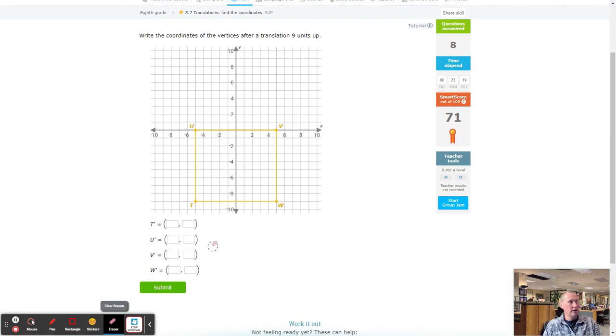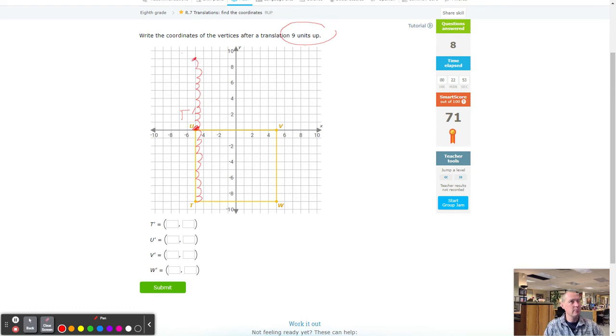Okay, so we got ourselves a rectangle. We're going to count up 9. T prime, count up 9. So again, we're just going up 9. That's all we're doing. All right, count up 9. 1, 2, 3, 4, 5, 6, 7, 8, and 9. It's okay that it lands on the same point. So if it lands on you, it's fine. Because what we're going to do next, U, is going to move anyways too. That one moves up 1, 2, 3, 4, 5, 6, 7, 8, and 9, lands right there.